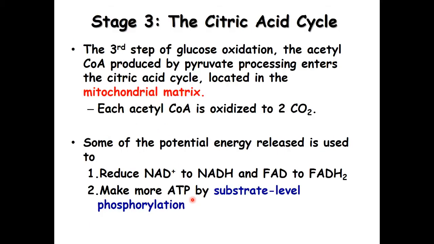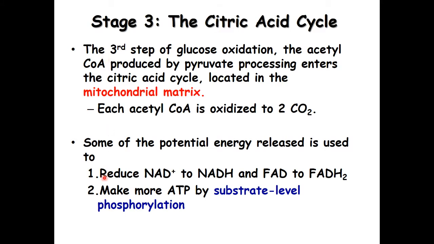Good. B is the answer. Very good. So now after pyruvate processing is done, the product of pyruvate processing will go into the next step, which is the Krebs cycle, or it's called the citric acid cycle. And once again, this is in the mitochondrial matrix. So when pyruvate processing is done, the product can immediately go to this because they're in the same location.